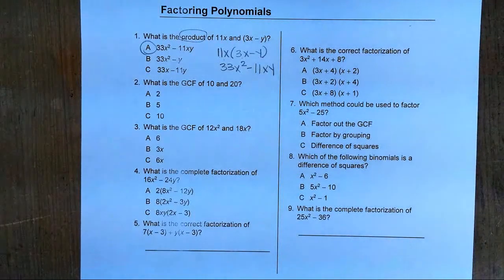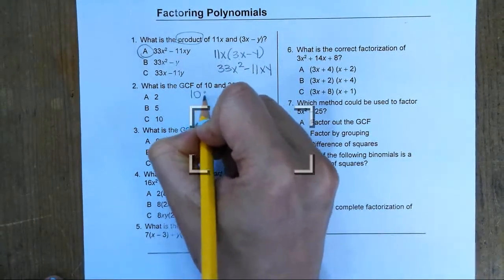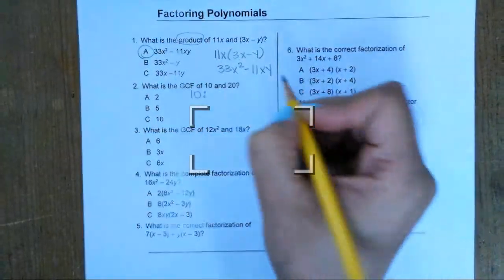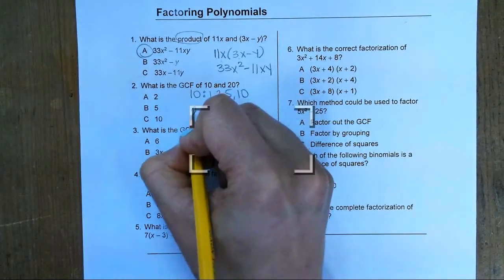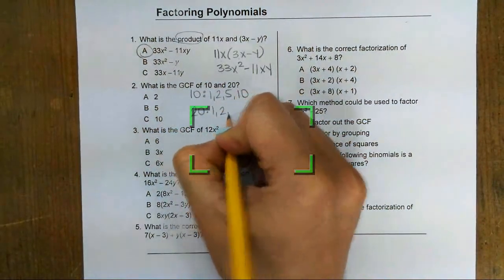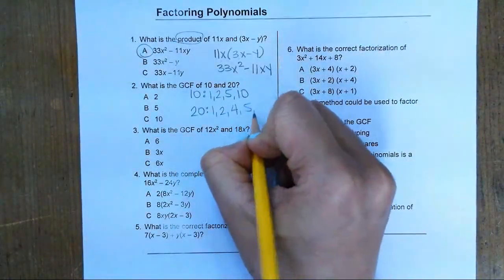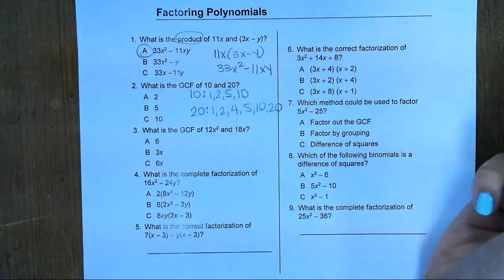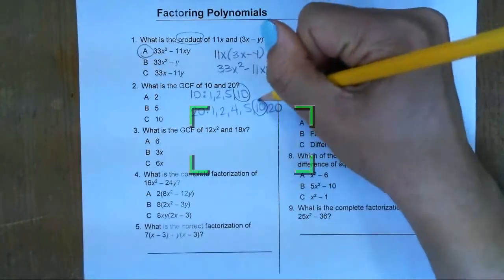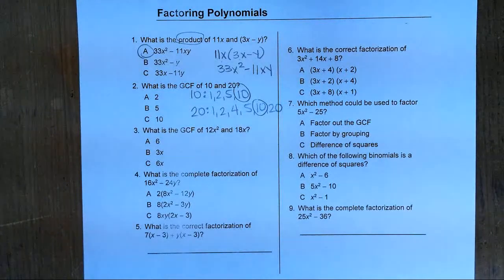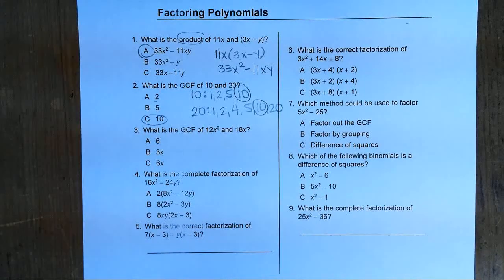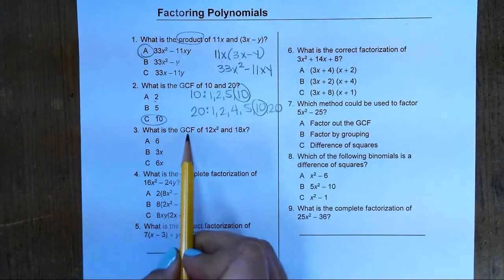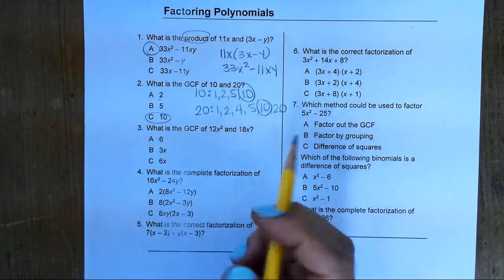Okay, so now number 2 says, what is the GCF of 10 and 20? So you're just looking at the greatest common factor. What do 10 and 20 have in common? The factors of 10 are 1, 2, 5, and 10. And then 20 is 1, 2, 4, 5, 10, and 20. So they both have a 10 in common, which is the biggest factor they have in common. They both have a 2, they both have a 5, but 10 is the biggest.